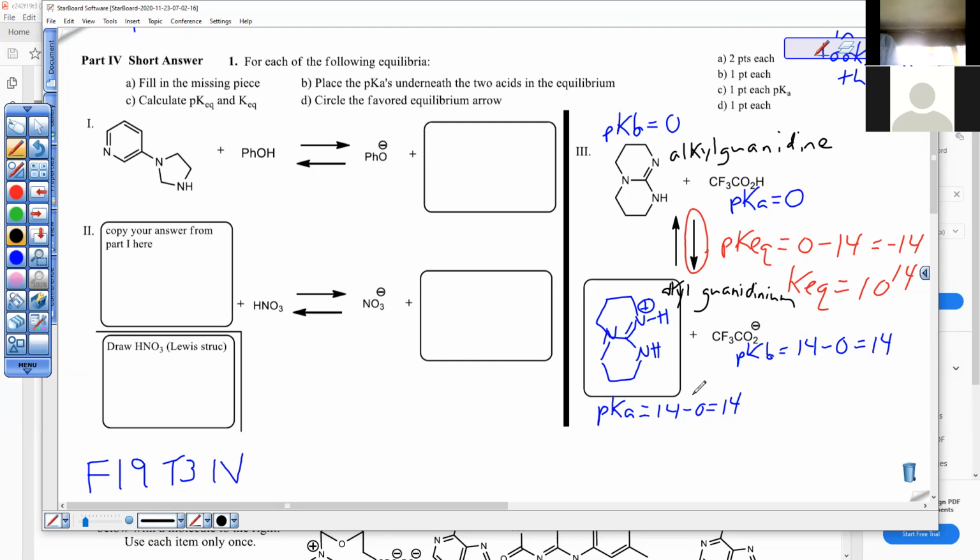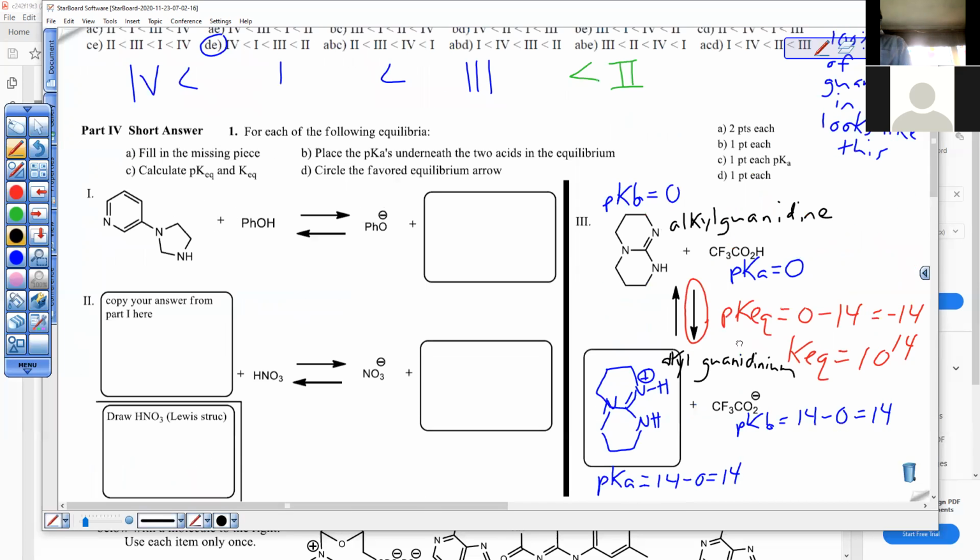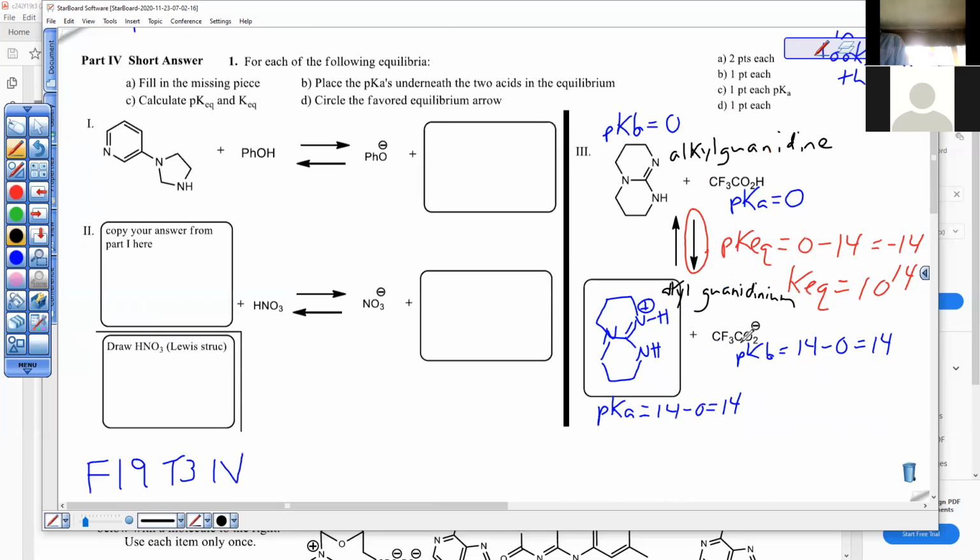Okay. And I hope that satisfies that student's need for help on this one. We filled in the missing piece. We did the pKa's there and there. We did the pKeq and the Keq and circled the arrow. Good. And that's a good spot for our first break, a rather longish first segment.